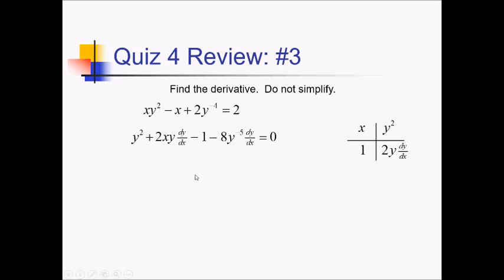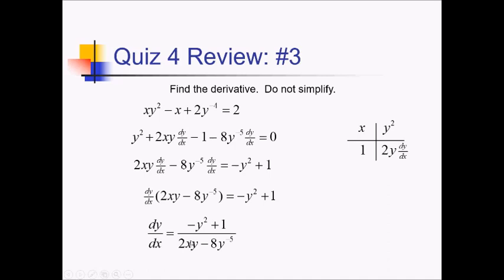So we're going to keep the dy over dx stuff on the left. Everything else is moving to the right. So we've got 2xy dy over dx staying put, along with negative 8y to the negative fifth dy over dx. Moving over to the right side, we're going to subtract y squared to get that over there, and we're going to add 1. So there we are. Now let me factor out a dy over dx, leaving me with 2xy and negative 8y to the negative fifth. Dividing by this parentheses here, there's our derivative.